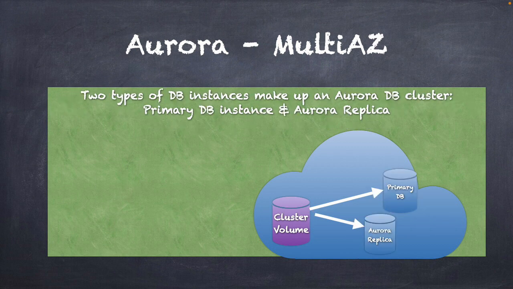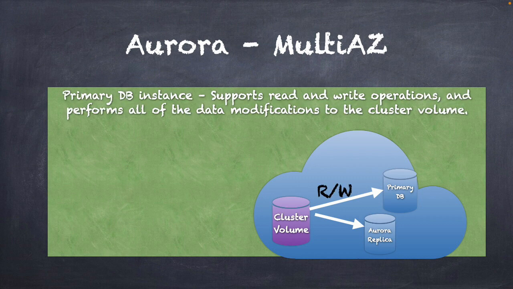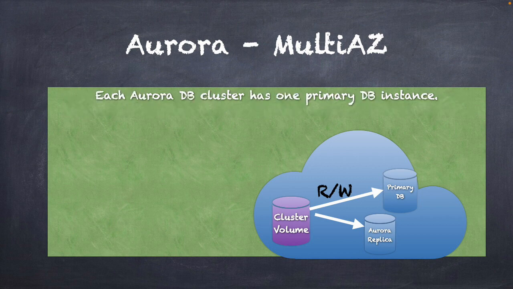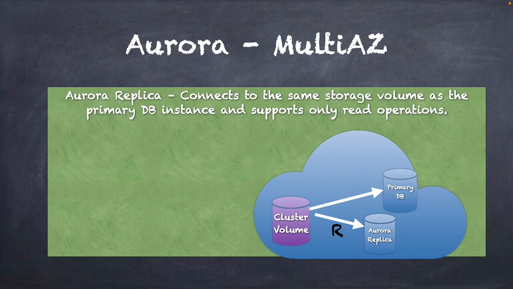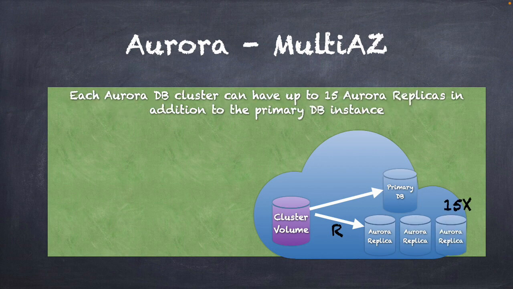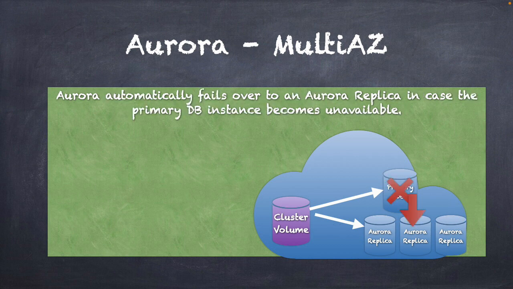And we have two types of database instances that make up the Aurora database cluster: the primary database instance and the Aurora replica. The primary instance supports read and write operations and performs all of the data modifications to the cluster volume. Each Aurora database cluster has one primary database instance. Aurora replica connects to the same storage volume as the primary instance and supports only read operation. Each Aurora database cluster can have up to 15 replicas in addition to the primary instance.